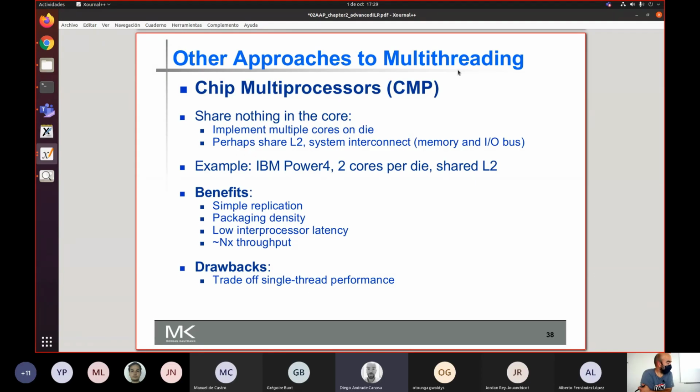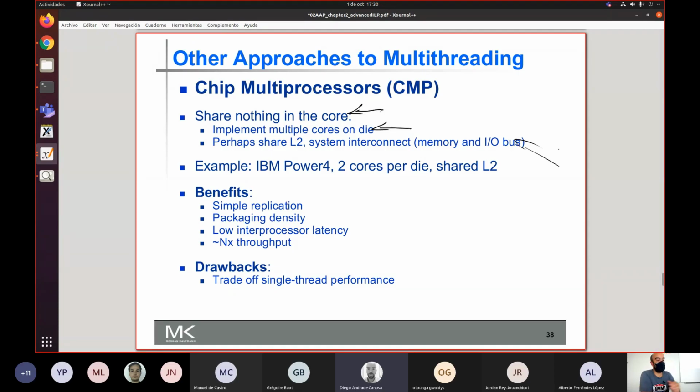Okay, so another idea is chip multiprocessor, also known as CMP. The idea is that you are not going to share anything in the core. You are going to just have several copies of the same core on the same die. Maybe you can connect the cores at the level 2 cache level, and one example of this is the IBM Power 4. Okay, this is quite old architecture.